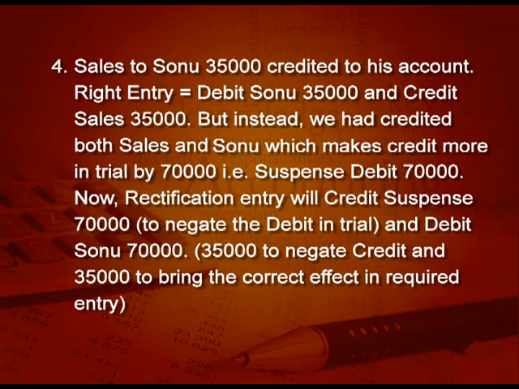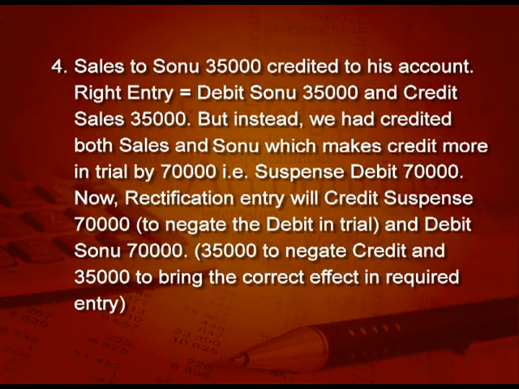Next point, sales to Sonu 35,000 credited to his account. It would have been debited, right? So, the right entry is debit Sonu 35,000, credit sale 35,000. But what we have done is we have credited both sales and Sonu, because it was credited to his account. So, sale part is okay, it is credited, and Sonu instead of debit is credited.